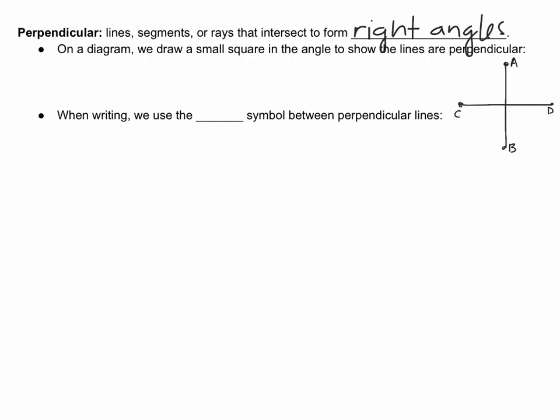Now, let's say here I have segments AB and CD, and I want to show in my diagram that they are perpendicular. We use this small square, that right angle symbol, to show that the lines are perpendicular. So if I see that small square in the corner of an intersection, I know that those two lines are perpendicular. Now, if I'm writing about segments AB and CD being perpendicular, I'll use this symbol right here. So I would write segment AB is perpendicular to segment CD.